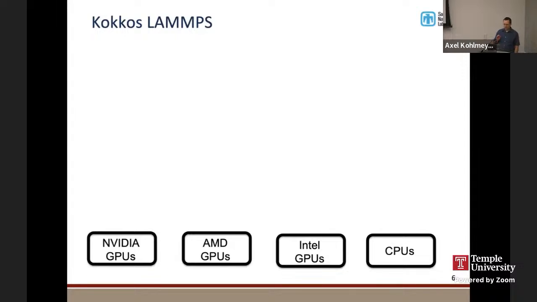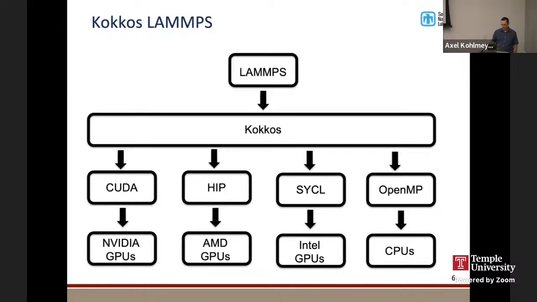Okay, so if we take that previous example, we want to run on all these different hardware. Now we're going to write LAMMPS once in Kokkos, and then Kokkos is going to map to CUDA or to HIP or to SYCL or to OpenMP. So this is a portable solution, and ideally we want performance portability, which means that we'll get reasonable performance and be portable.